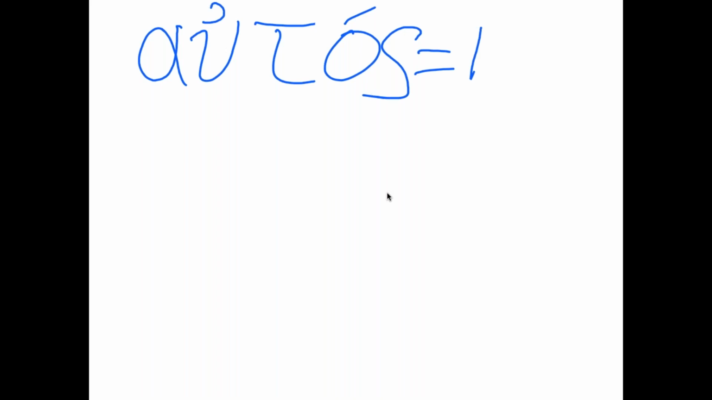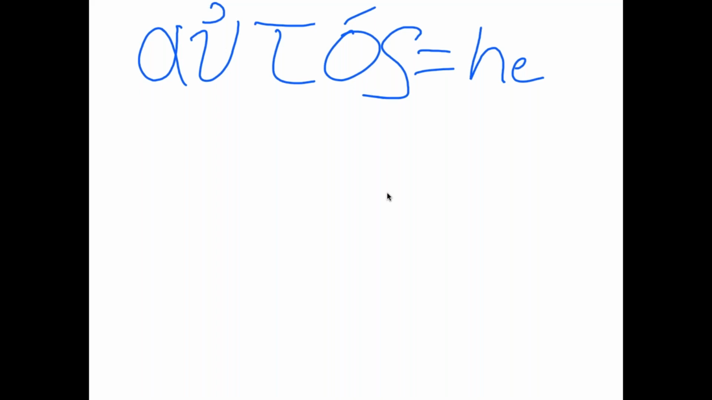And autos, for the purpose of what we're doing, means he. As I said before, it's autos, aute, auto, so he, she, it. And then as we go down the paradigm, you get all of the other forms, the him, the her, his, all those type things. But for vocabulary, I just need you to know that autos means he.